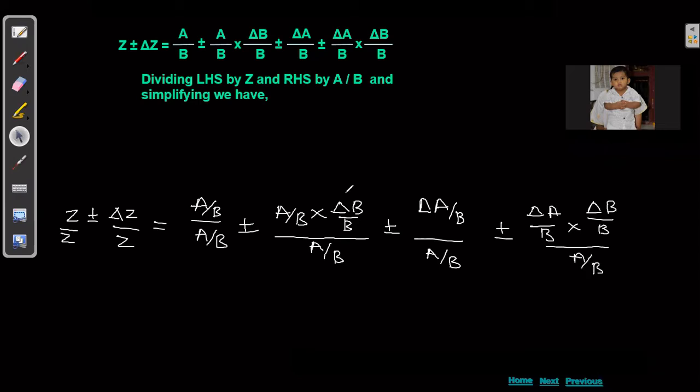Okay, now what happens, this a by b will cancel out, here we will get 1, so this a by b will cancel out, only delta b by b will be left out here. So this b terms will cancel out because this b whatever is there in numerator will become denominator, right?